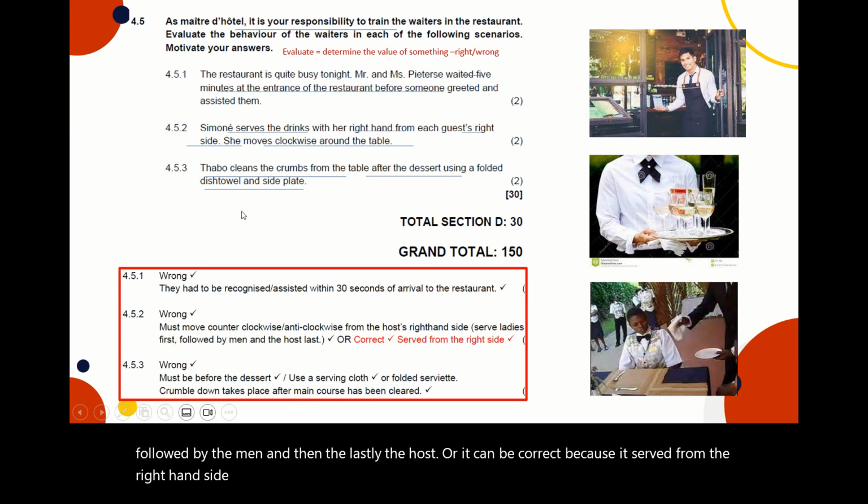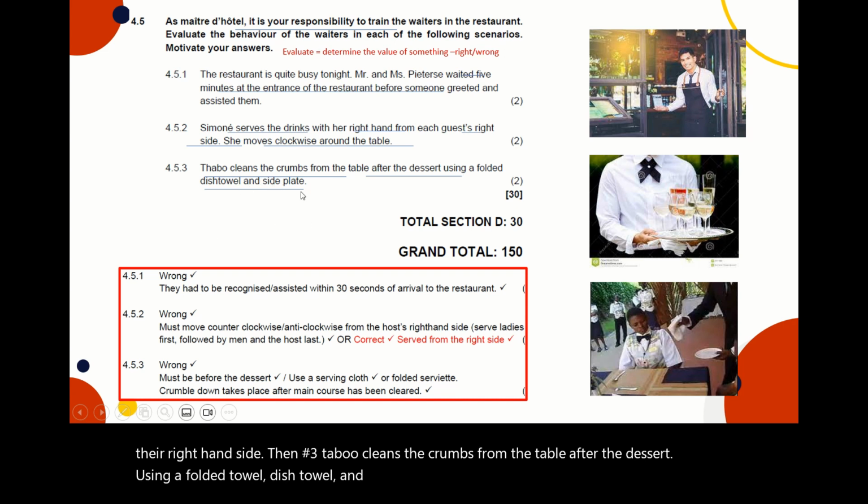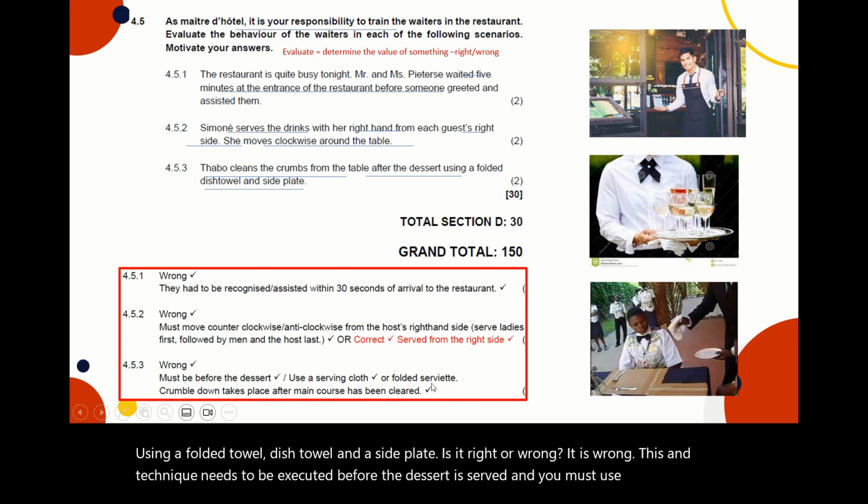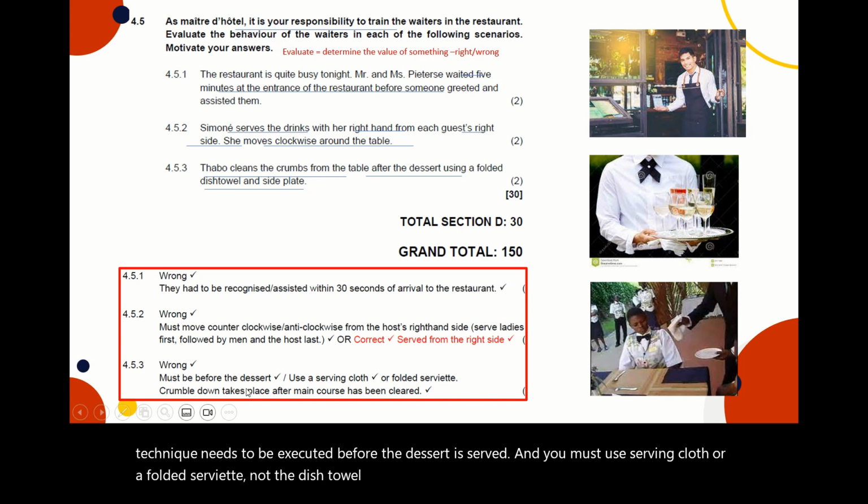Then number 3, Tabu cleans the crumbs from the table after the dessert using a folded towel, dish towel, and a side plate. Is it right or wrong? It is wrong. This technique needs to be executed before the dessert is served, and you must use a serving cloth or a folded serviette, not a dish towel. And you need to crumble down after the main course has been cleared.